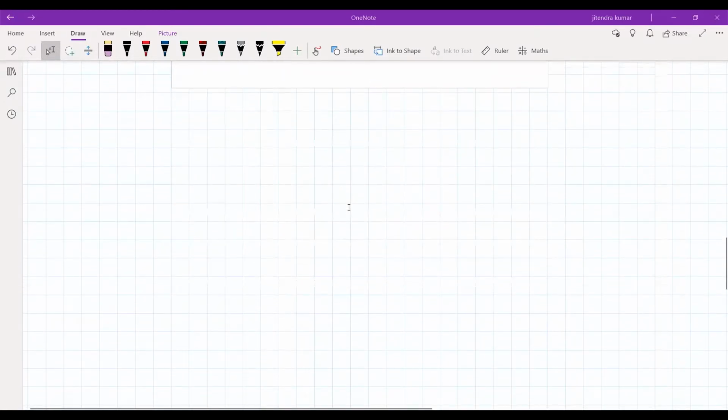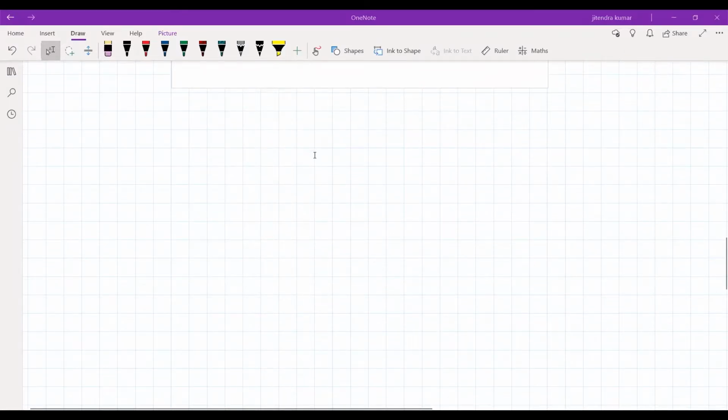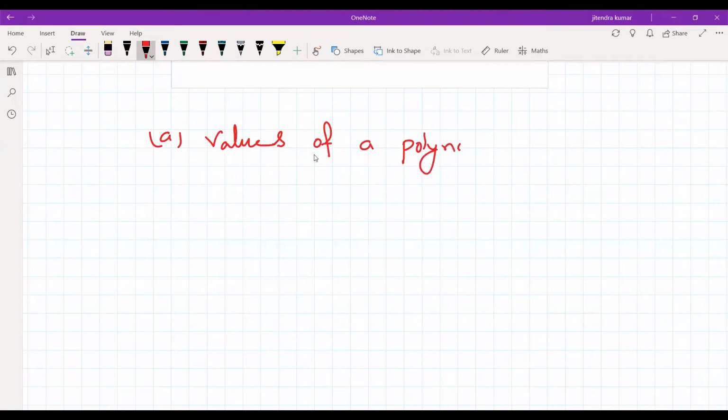Okay. Then let's start with the zeros and values of polynomials. So we had already discussed the values of polynomial. So we will just revise the values of polynomial and then we will move to zeros. So let's start with values of a polynomial. As I already discussed it, I'm just writing one question here. Let me see if you have learned it or not.